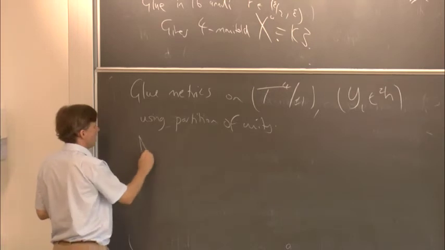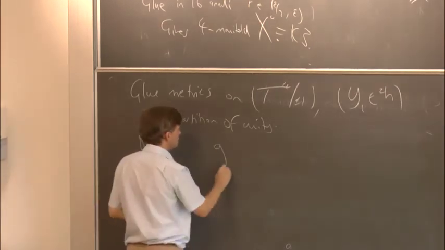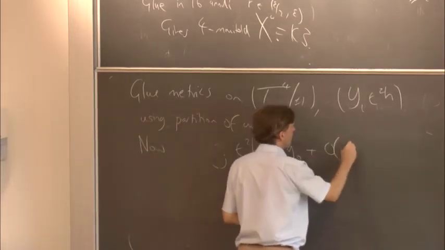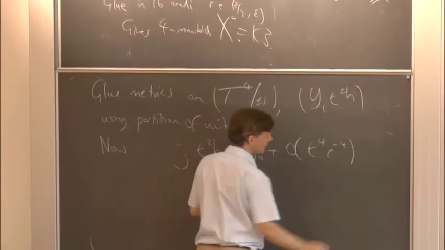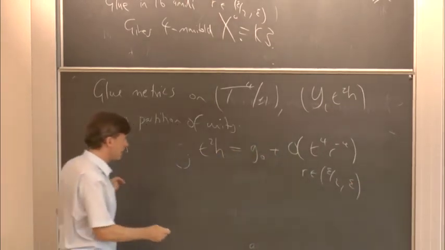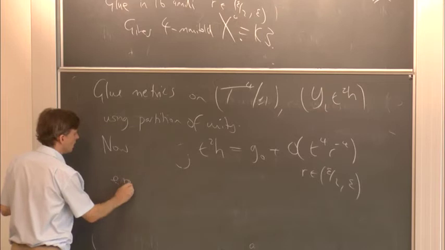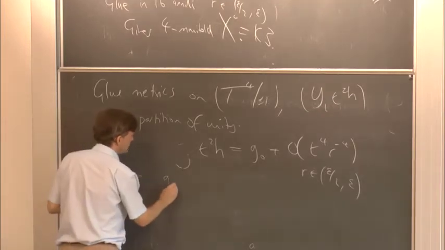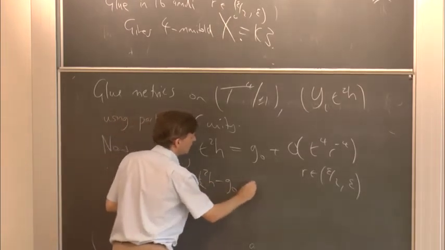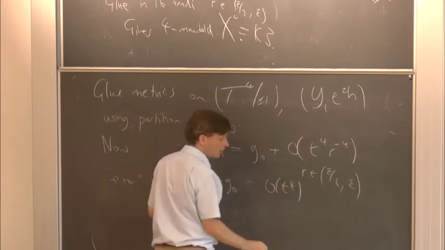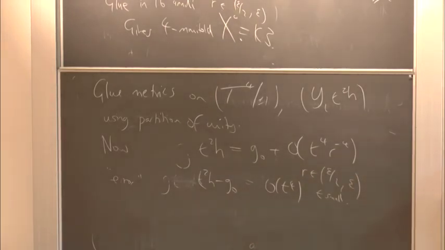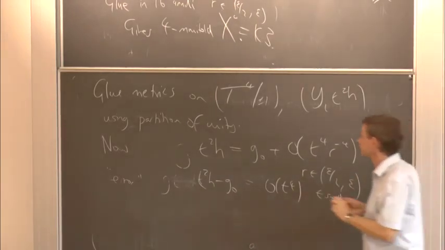Okay, so now we have this equation t squared h is equal to g0 plus order of t to the fourth r to the minus 4, where now we're in the region r in epsilon on 2 up to epsilon for epsilon fixed. So the error, which is basically t squared h minus g0, is order of t to the 4, where t is small. So in the gluing region, the two metrics we're gluing together are quite close if t is small enough.